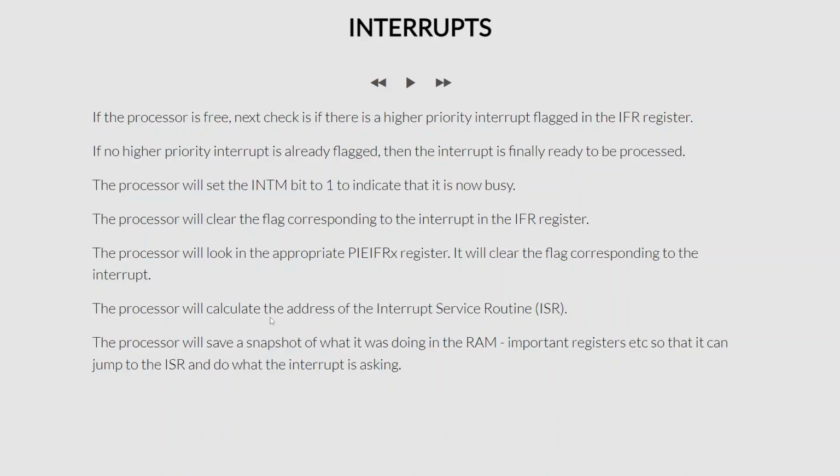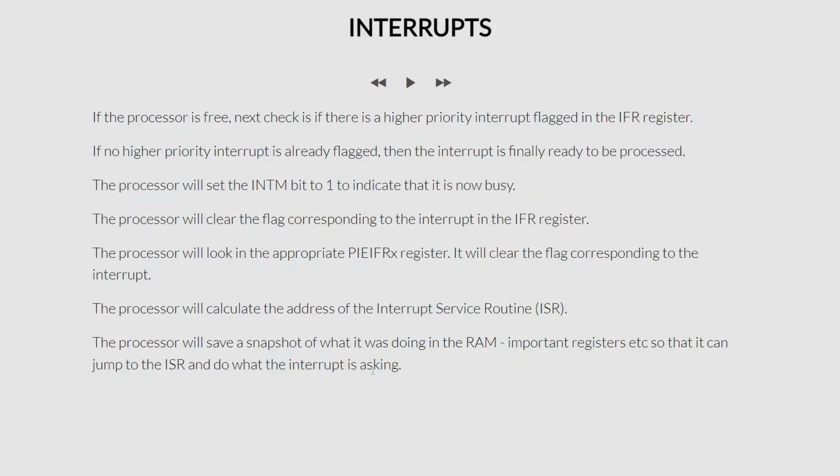And finally, the processor will then start calculating the address of the interrupt service routine. Because remember, for the interrupt to be serviced, we need an interrupt service routine, which is a function. And at this time, the processor will save a snapshot of what it was doing in the RAM. So this means some important registers, such as the accumulator and a few others, will be copied to the RAM so that it has a snapshot of what it was doing, right? And then it is now ready to jump to the ISR and do what the interrupt is asking, right?